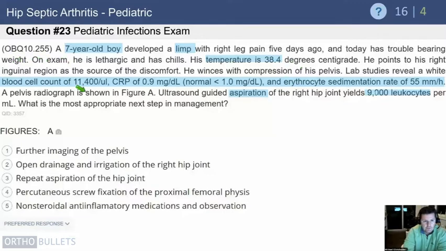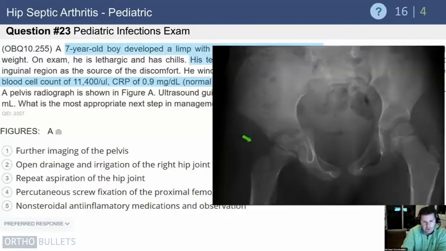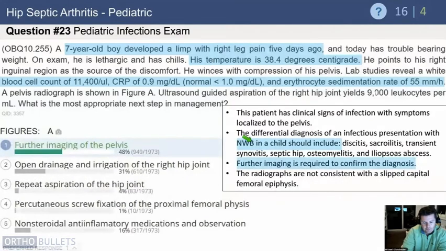And so those key components here are important, because even though lots of these parts are normal, you need to think about something else going on. What they're trying to get you to bite on here is that this maybe is toxic synovitis, but really because of the inability to bear weight as well as the elevated ESR, you need to look a little bit further. And so the answer is to image the pelvis further.